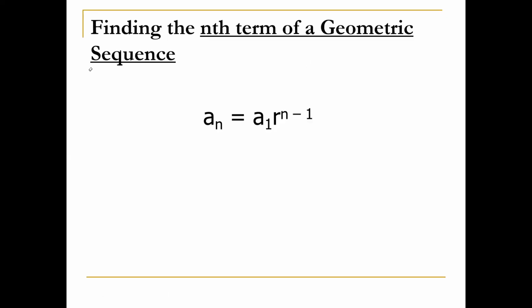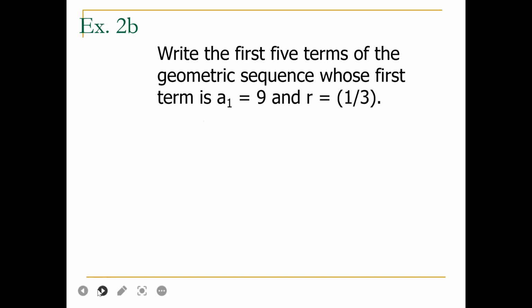So finding the nth term of a geometric sequence, again, this is the general rule for a geometric sequence, which is a sub n equals a sub 1 times r raised to n minus 1, where r is the ratio of the consecutive terms. Write the first 5 terms of the geometric sequence whose first term is a sub 1 equals 9 and r is 1/3.